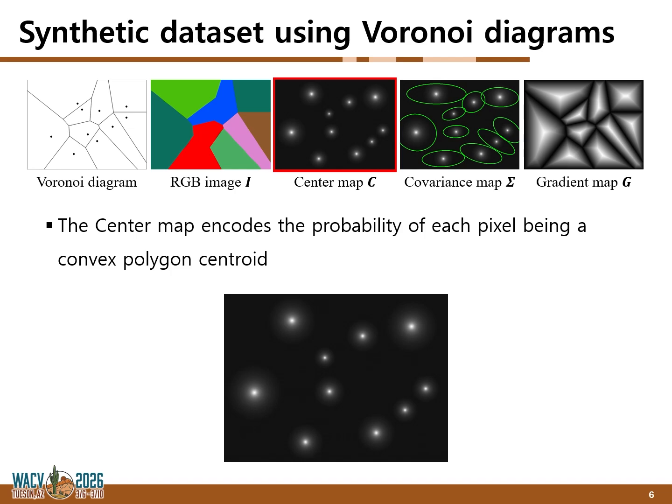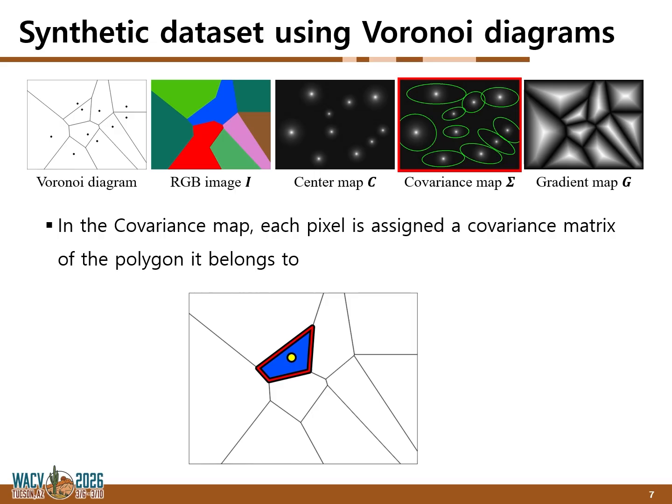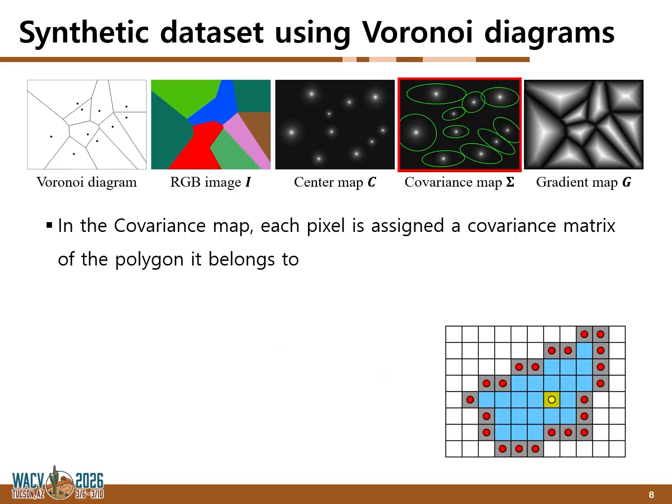The center map encodes the likelihood of each pixel being a convex polygon's centroid. In the covariance map, each pixel is assigned the covariance matrix of the polygon it belongs to. For example, look at this polygon. In this polygon, we compute a covariance matrix using the centroid, the yellow dot, and the boundary pixel centers, the red dots. The computed covariance matrix is visualized as a green ellipse and assigned at the centroid pixel.